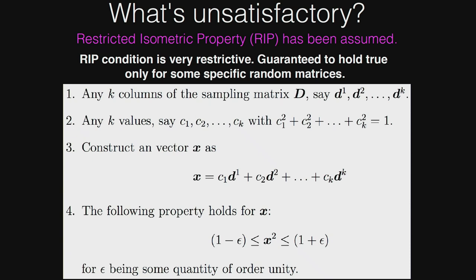What's unsatisfactory is that in almost all of the previous theoretical and computational studies, people usually assume this measurement matrix D is random and satisfies a condition called RIP. Basically it means that if you pick a number of columns of this measurement matrix D, all these columns should be independent.